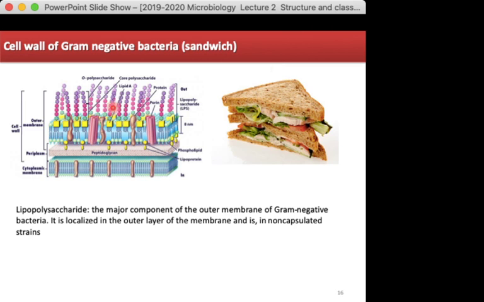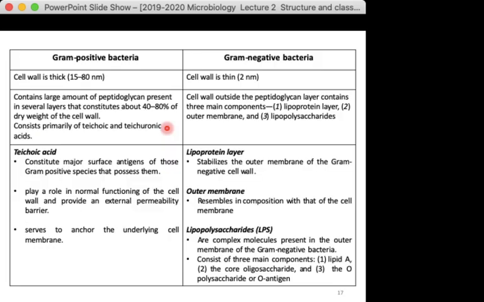Again, the lipopolysaccharide is a major feature. LPS is only found in the gram-negative bacteria, and lipid A creates an endotoxin, which makes the gram-negative bacteria toxic. On the other hand, most of the gram-positive bacteria are not pathogenic. About 90% of the gram-positive bacteria are non-pathogenic. However, 95% of the gram-negative bacteria are pathogenic.